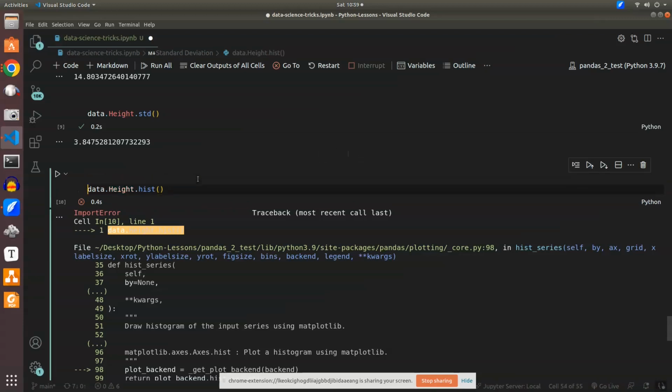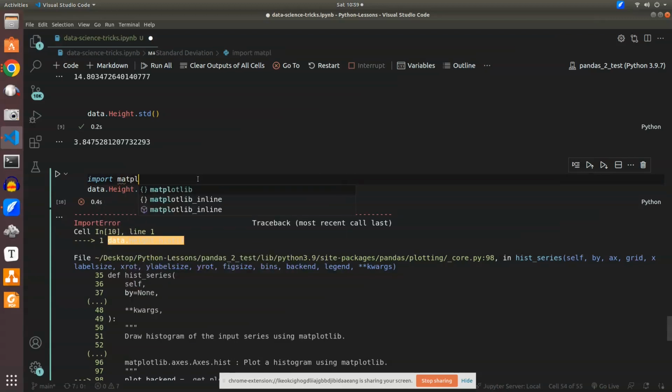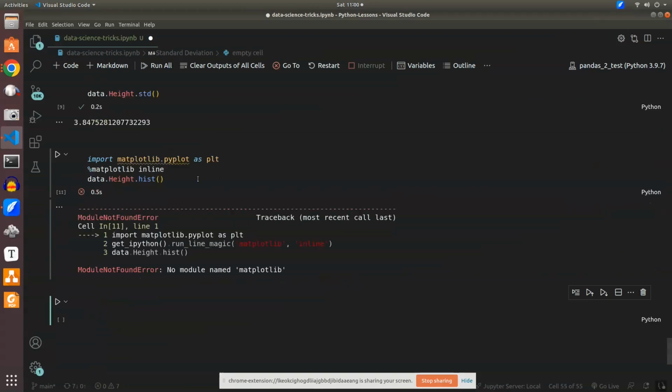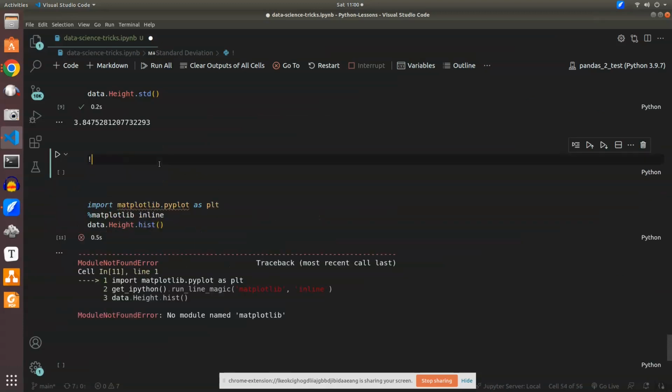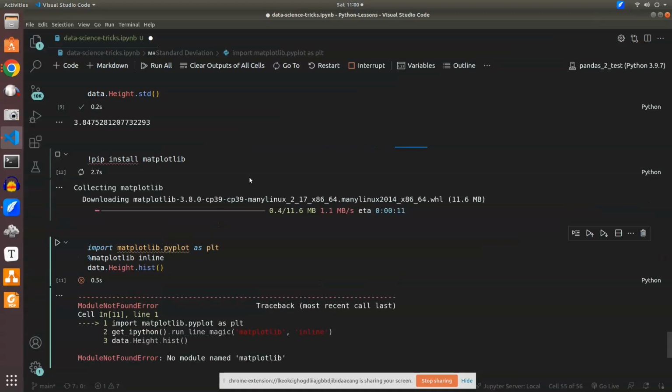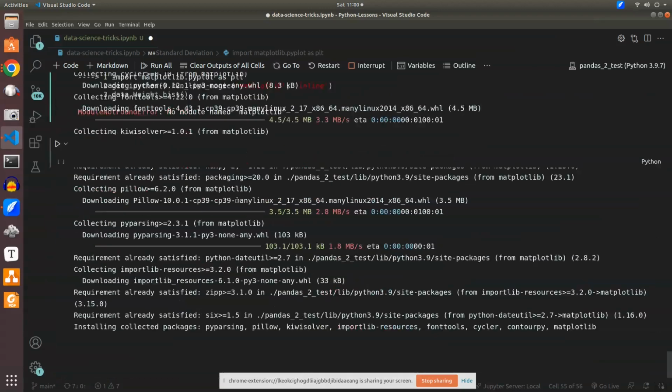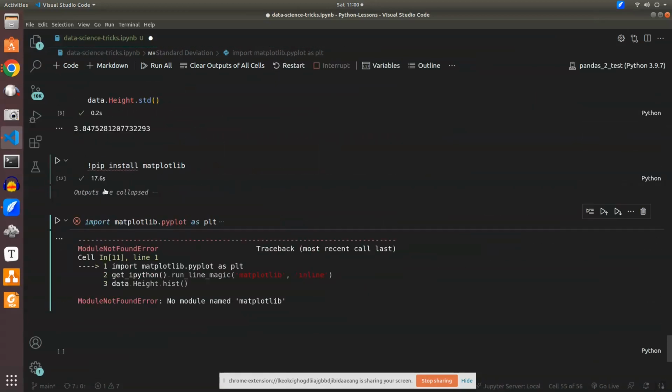I did not import the package required for plotting. Import matplotlib.pyplot as plt, and matplotlib inline. Okay, there is no module, one sec. Let me install matplotlib. It's getting downloaded, so let's wait for it to complete. Yeah, it's done. Let's see how this statement works now.